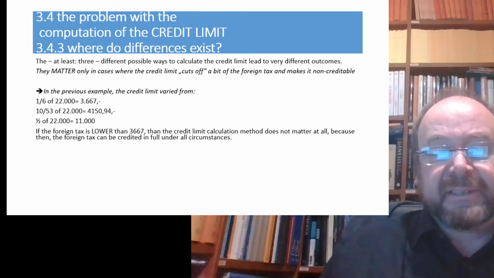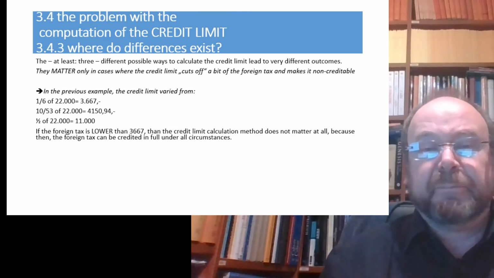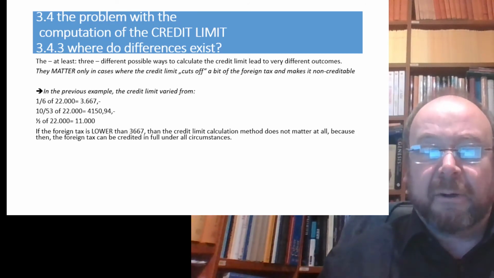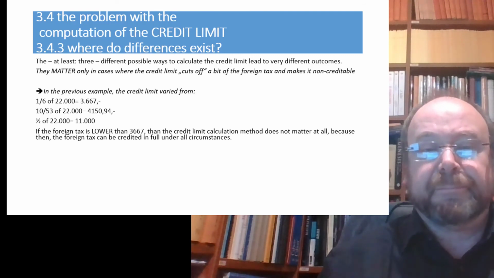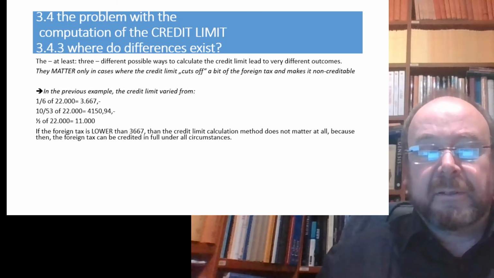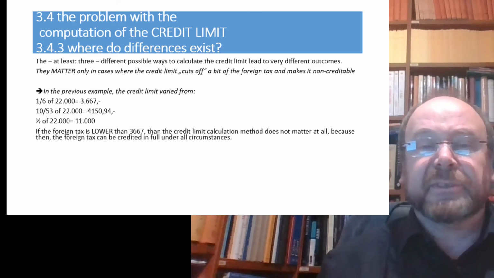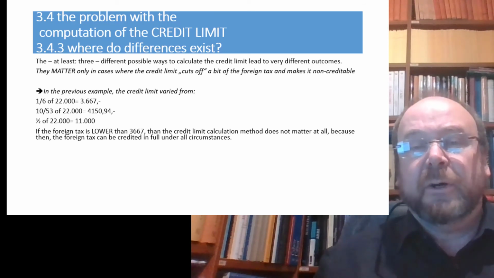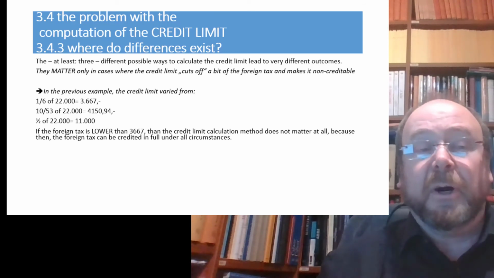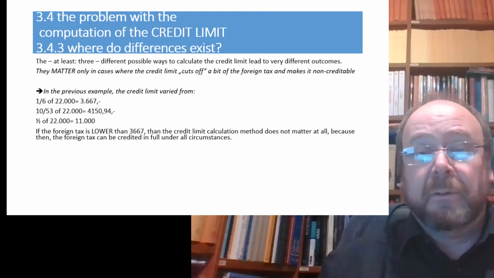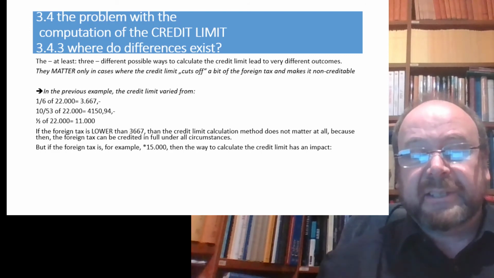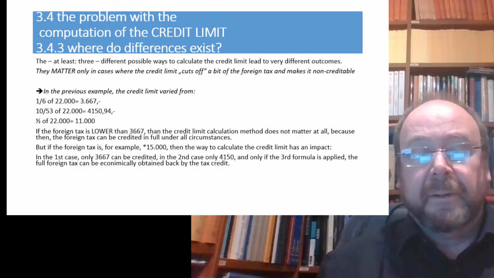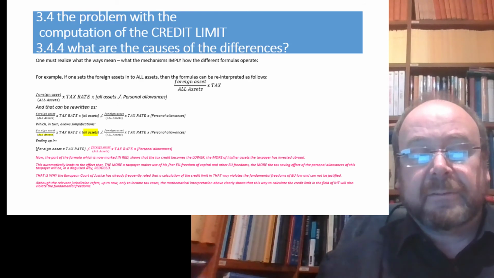And if the foreign tax then is lower than one of these amounts, then a part of the potential tax credit is cut off. And so how you calculate has immediate monetary consequences. Because it matters if you can reduce your home state tax burden by only 3,666 or by 11,000 or by 10,000 or so. So if the foreign tax is 15,000, then that's a great difference.